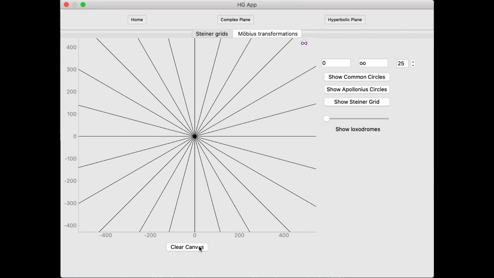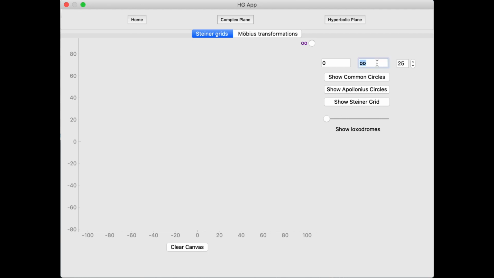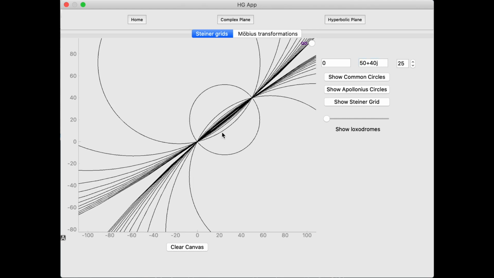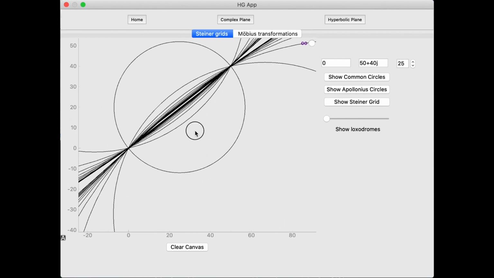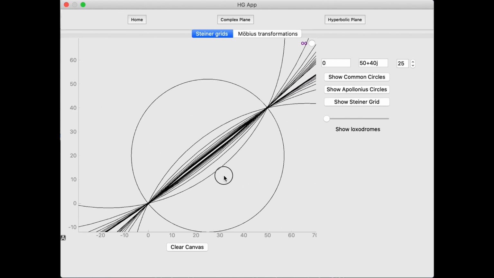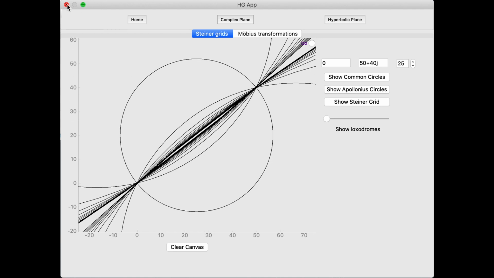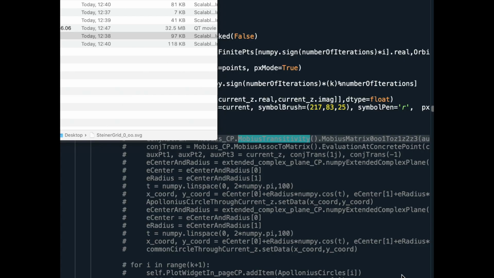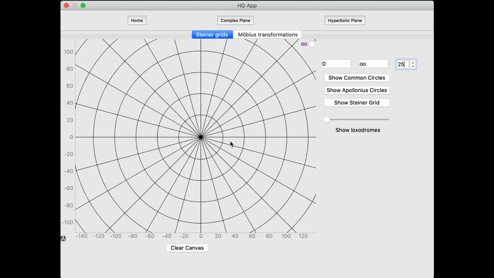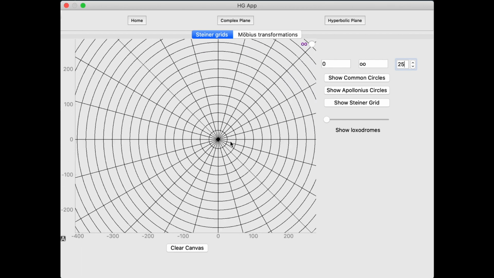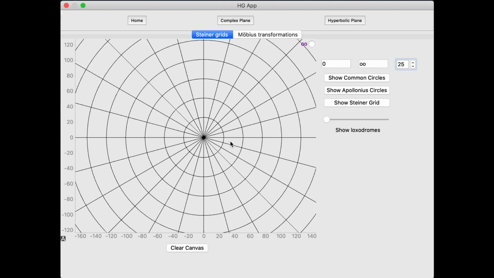So let's see some common circles between, say, 0 and 50 plus 40j. So the picture is rather straightforward. This is how they look, and they go through both, right? Examples of the Steiner grid. This is how the Steiner grid of 0 and infinity looks. So you can see both families, right?